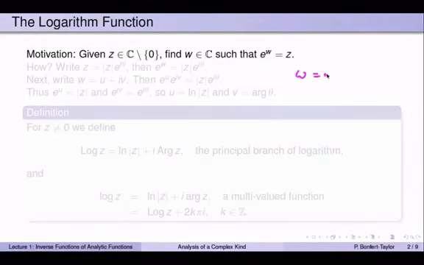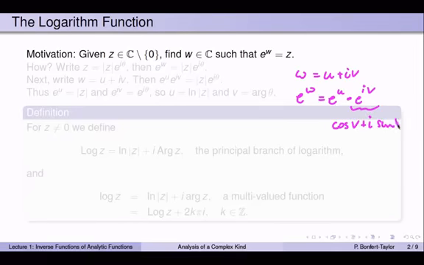Remember, if w is of the form u plus iv, then e to the w was defined to be e to the u, and that's our regular exponential function from real analysis, times e to the iv, where e to the iv simply stands for cosine v plus i sine v, and again, these are the real valued cosine and sine functions. So with that in mind, suppose we have the following problem.